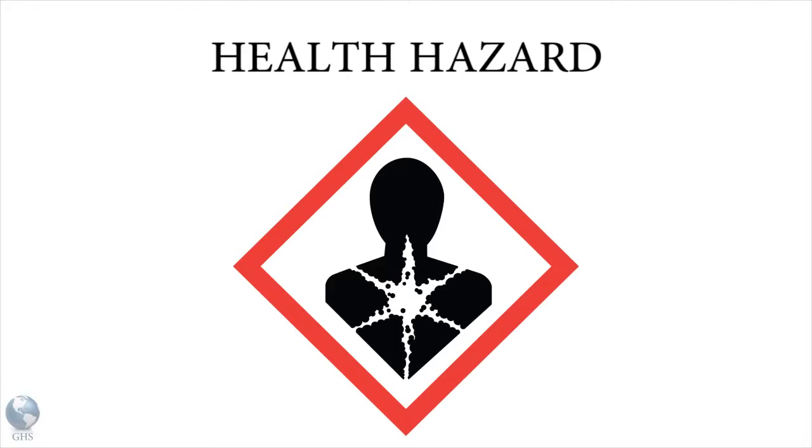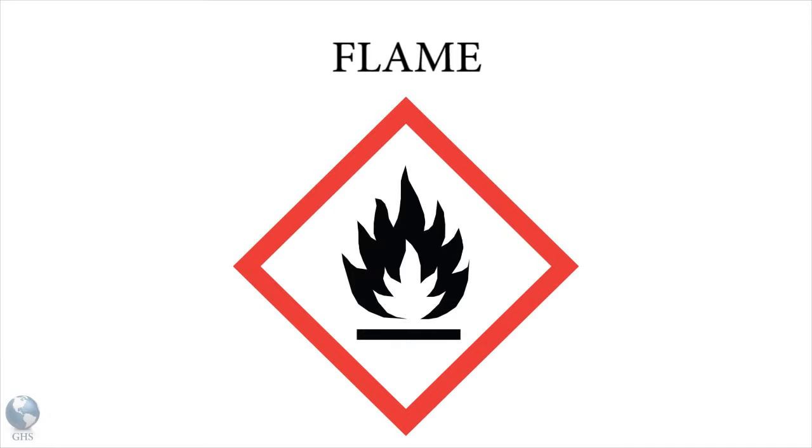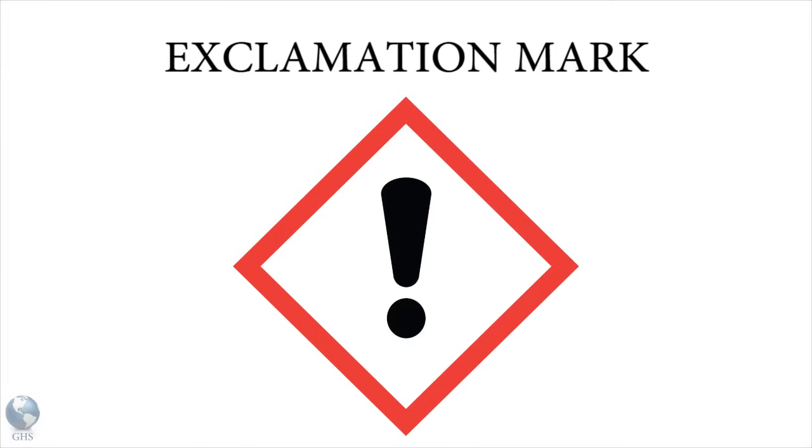The health hazard pictogram is used for chemicals that pose a risk to your health if used improperly. The flame pictogram indicates there is a risk of fire, and you should be especially concerned about ignition sources and combustible materials. The exclamation mark pictogram will usually be used in combination with a health hazard pictogram to signify particular health risks which are less severe than the skull and crossbones category.